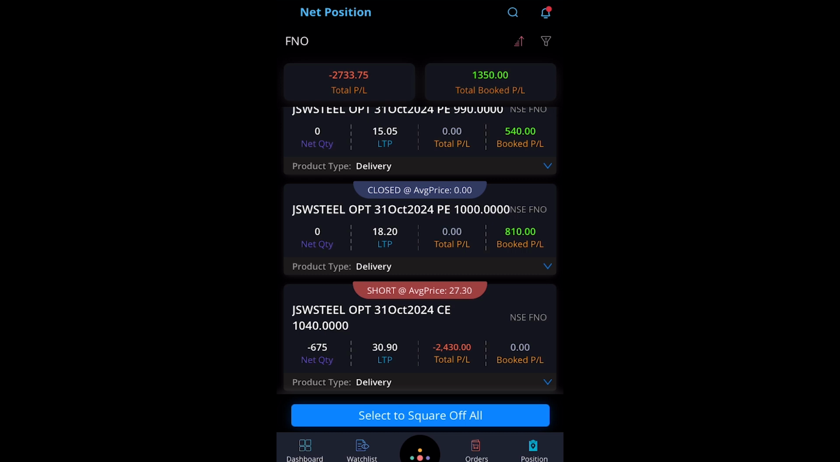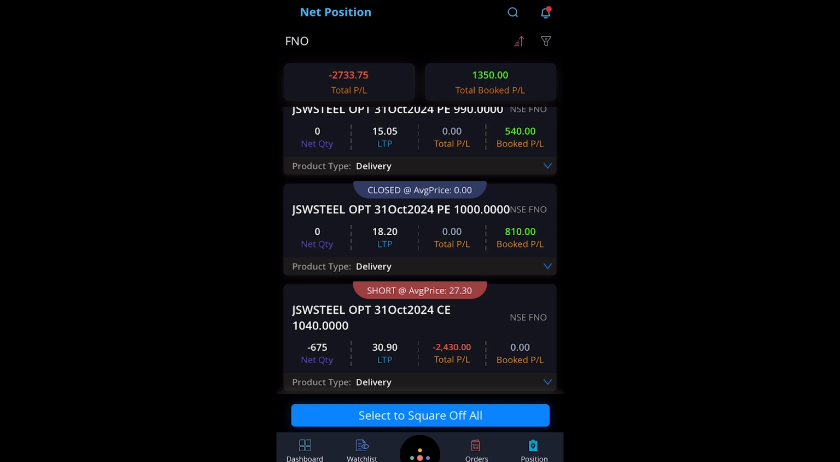So what happened was I could not gain. If it had moved up and down in the fashion in which it used to move before, with JSW Steel, I would have gained more and more. So it all depends on how close you are to the spot price.